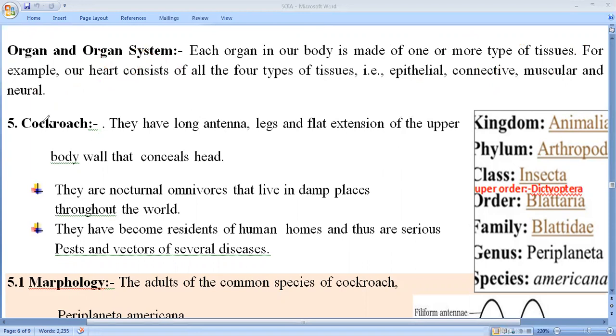Now we will see the cockroach. Its scientific name is Periplaneta americana. Why do we say Periplaneta americana? Because this is native to America.